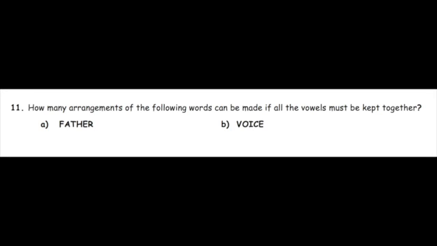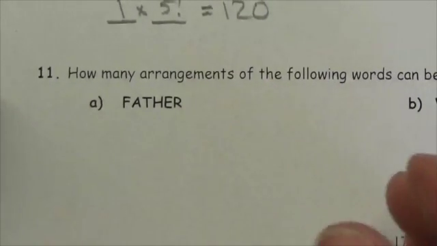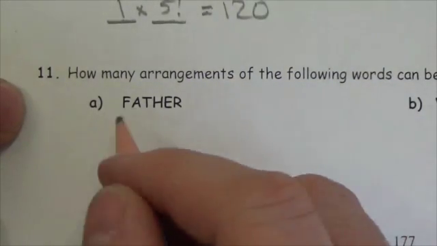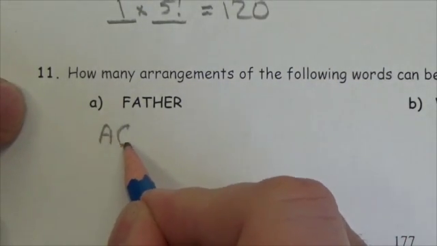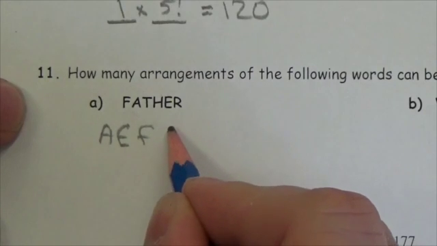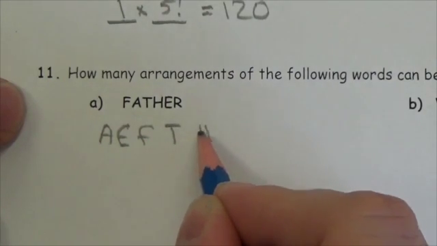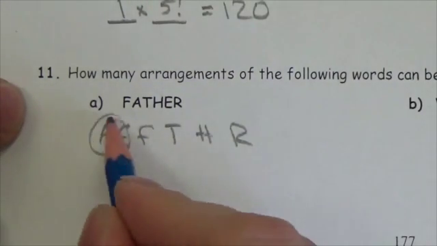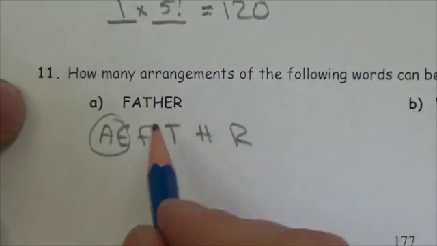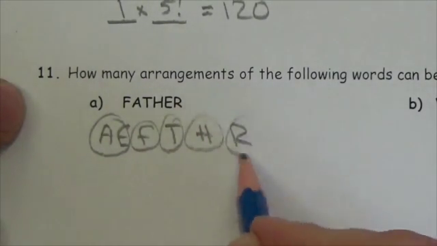How many arrangements of the following words can be made if the vowels must be kept together? Father and voice. So here we go. So again, we're going to keep the vowels together. So let's write this out like this. What I've got here is A, E. I'm going to put the vowels together. Then I've got F, T, H, R. We're going to leave the letters A, E together. That's one group. And then I've got groups here of just 1 each.